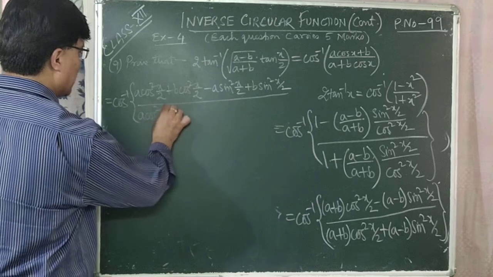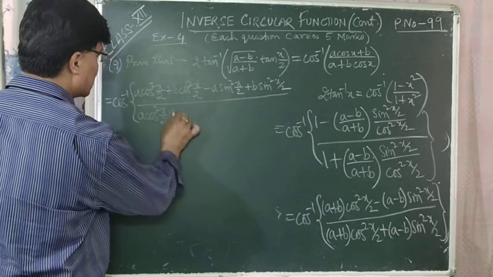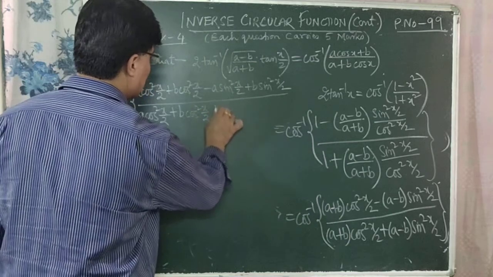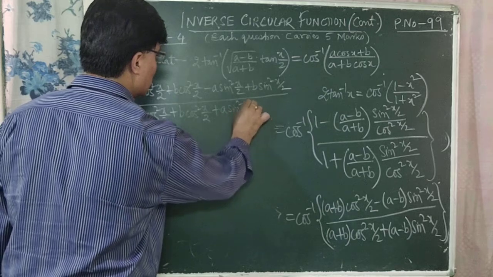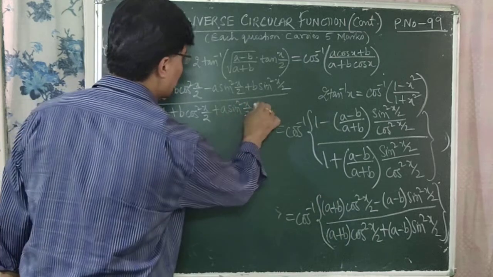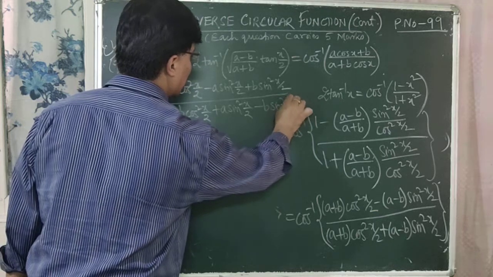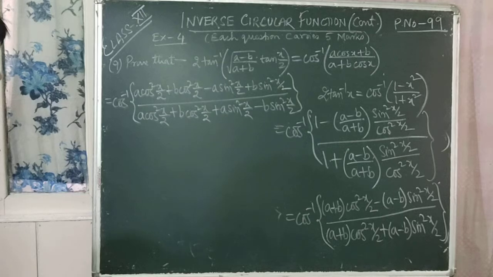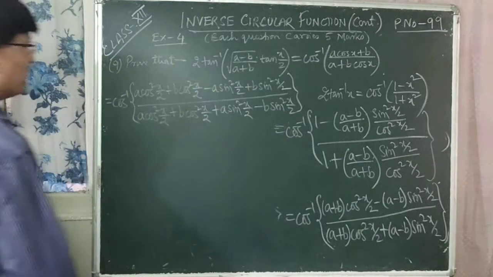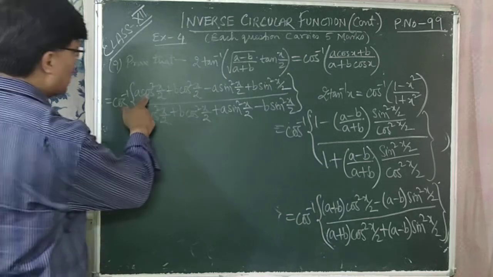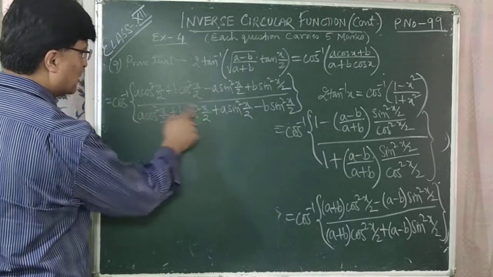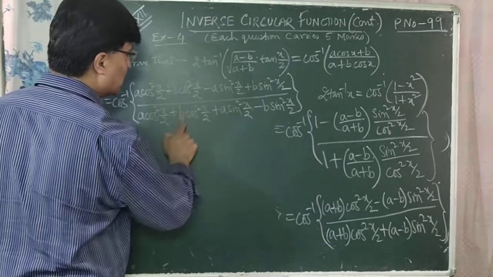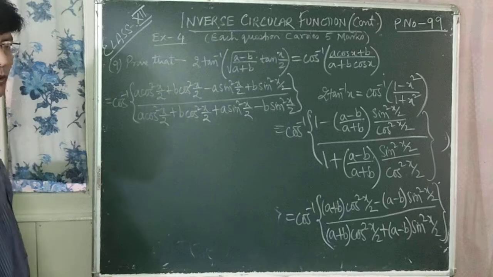A cos square x by 2 plus b cos square x by 2 plus a sin square x by 2 plus into minus b sin square x by 2. Here also second bracket is closed. Okay. So now let us simplify it once again. So here you can take common from first and third. A is common in both the numerator and the denominator. And from second and fourth term, in both the numerator and the denominator, what is common?